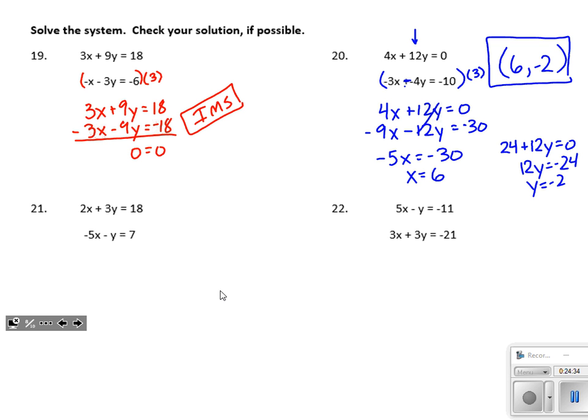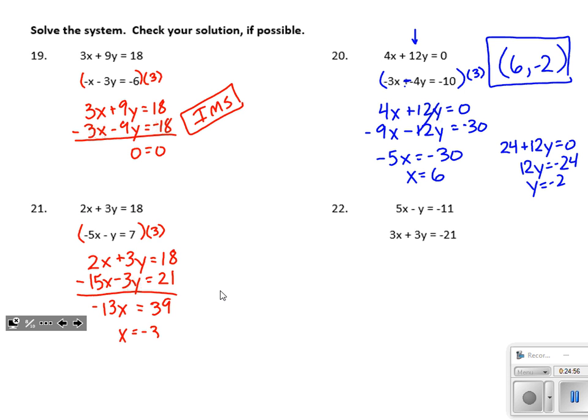For number 21, let's eliminate the y's again. I think if I multiply that bottom equation by 3, that I'll be in pretty good shape to eliminate that. And if we combine our x's, I get negative 13x, no y's left, and that equals 39, telling me x is negative 3. So we got a solution. Let's plug it into that bottom equation. Negative 5 times negative 3 is 15 minus y equals 7. Well, if I subtract 15, I get negative 8, so y must equal 8.